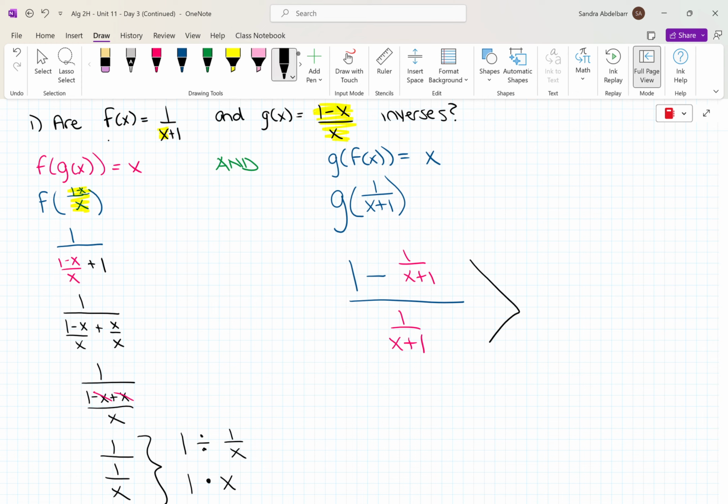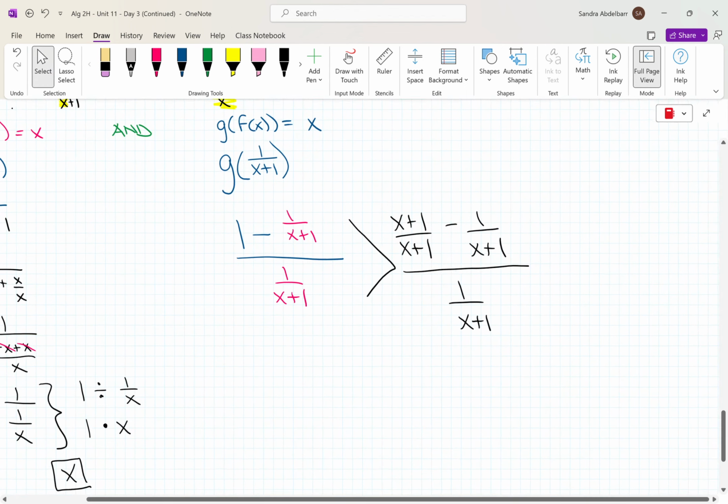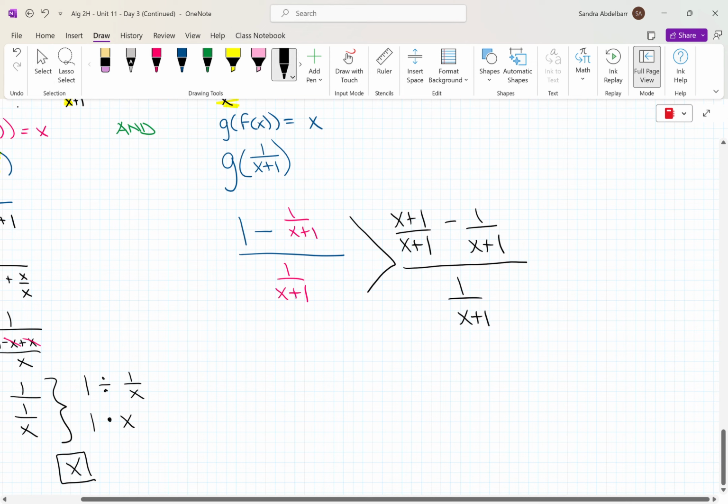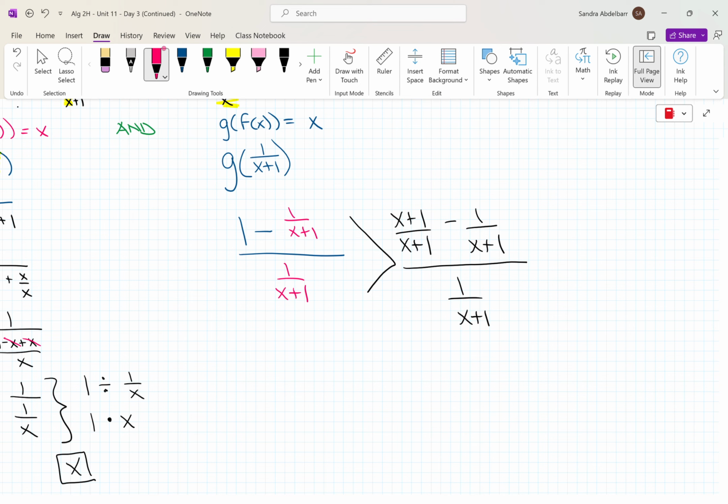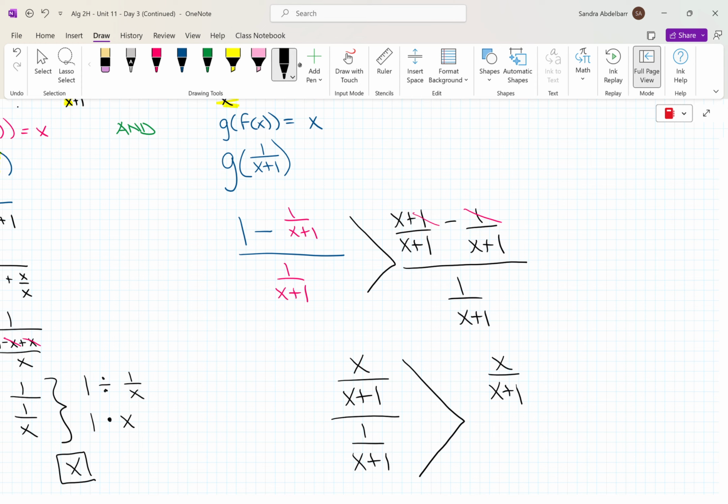All right, I'm going to work in the numerator now. I'm going to make a common denominator, and my common denominator in that top numerator is going to be x plus 1. So this is going to be x plus 1 over x plus 1 minus 1 over x plus 1, all over 1 over x plus 1. In the top of this, now that I have a common denominator, I can combine the numerators. What's a positive 1 and a negative 1? They cancel right out. So now we're left with x over x plus 1 over 1 over x plus 1.